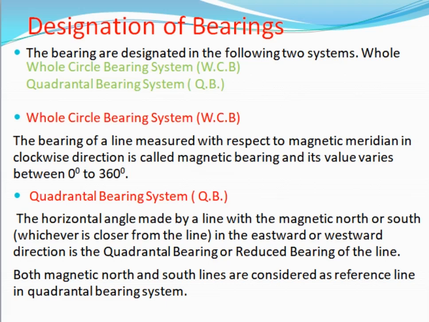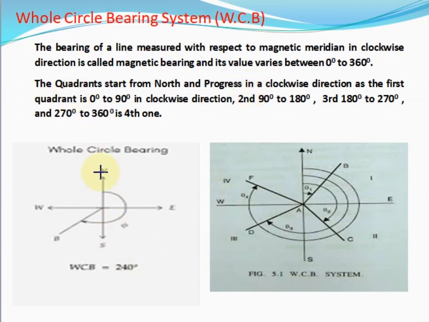The whole circle bearing is nothing but, if you consider a survey line, and if I draw figures, you can see this figure also. The whole circle bearing is the bearing measured from the north to the survey line. Here the north is written. It is the first quadrant, second quadrant, here is the third quadrant, and this is the fourth quadrant. So this is the survey line. When the bearings are measured with respect to north to the survey line in clockwise direction, that bearing is called the whole circle bearing.